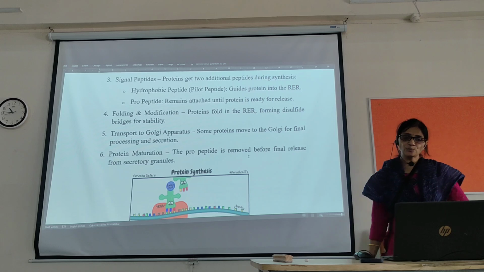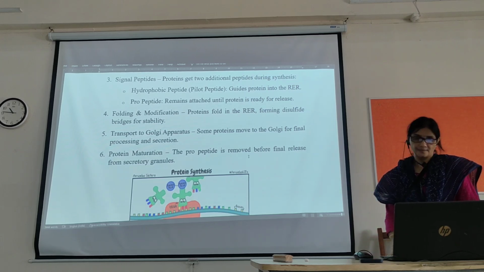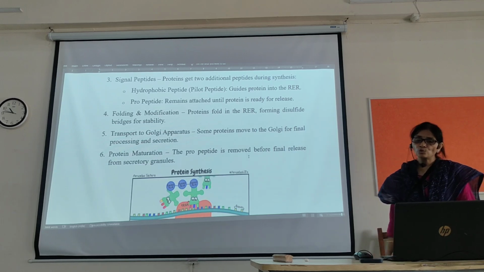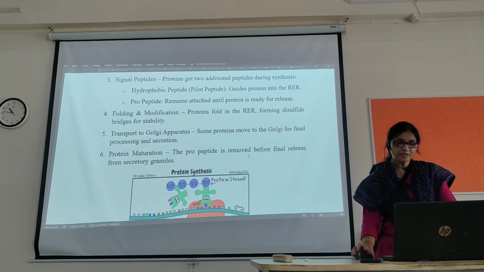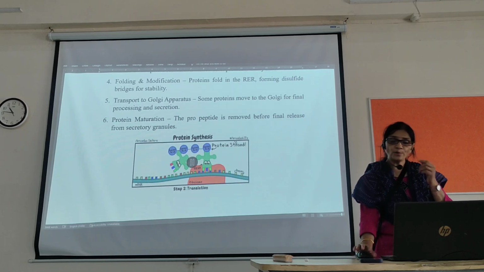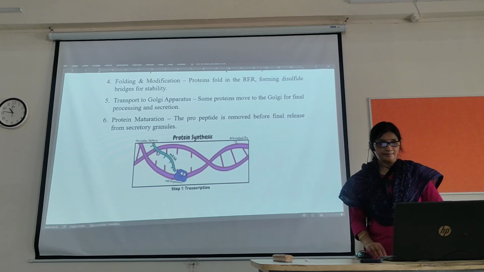Then it gets transferred to the Golgi apparatus. It is one of the other parts of the cell. Then some proteins move to the Golgi for final processing and secretion. Then protein maturation is there. The propeptide is removed before final release from the secretory granules there.